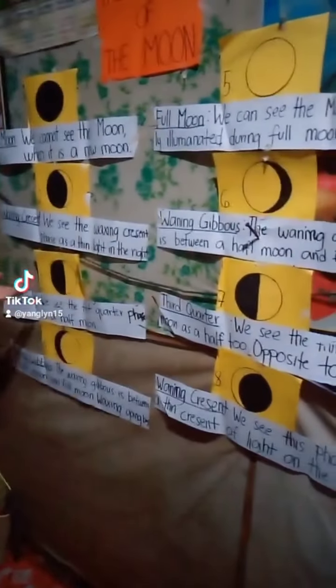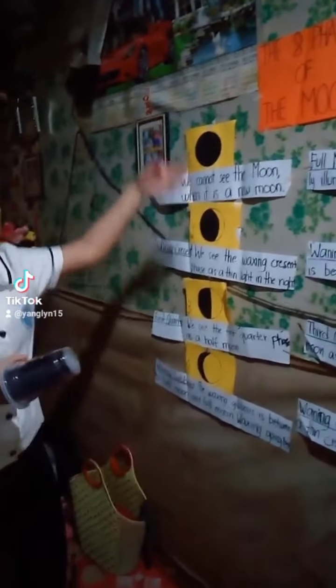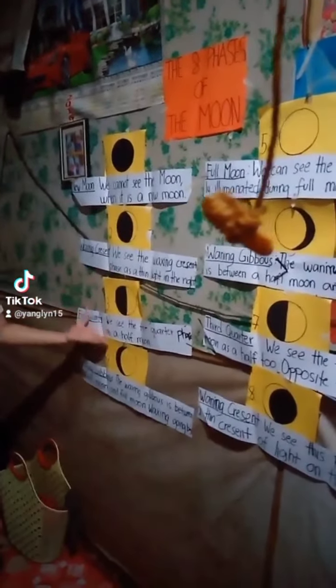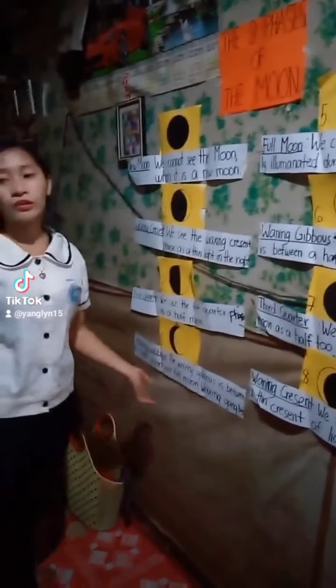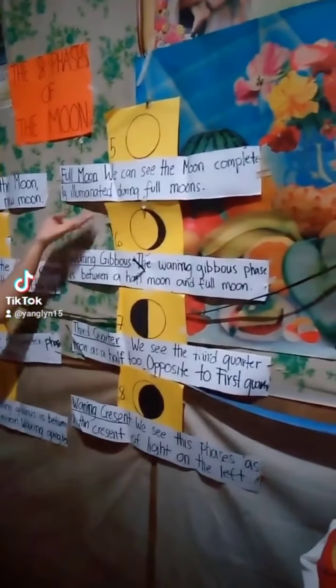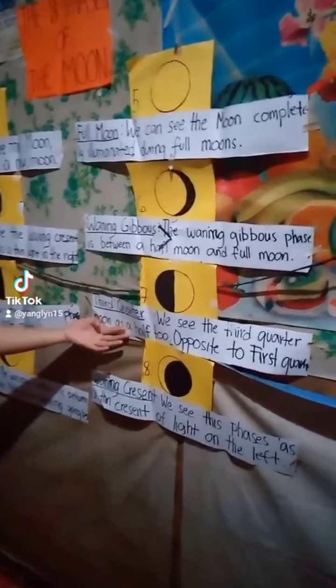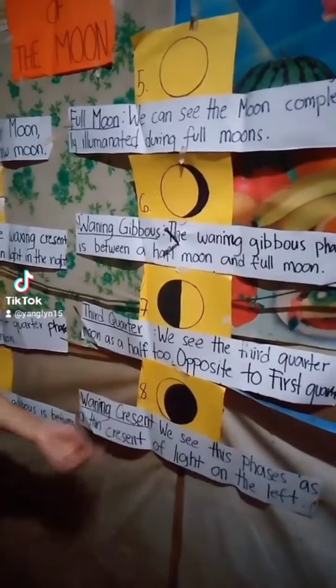Okay, class, I hope you learned something. Again, the phases of the moon have different names and shapes. And these are the 8 phases of the moon. First, the new moon. Second, the crescent moon. Third, the first quarter moon. Fourth, the waxing gibbous moon. And fifth, the full moon. Sixth, the waning gibbous moon. And the seventh, third quarter moon. And the last but not the least is the waning crescent moon.